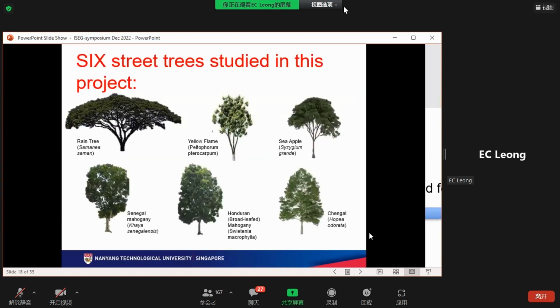For this project, we have selected 6 street trees to study. These are the trees that are listed here. I'm not going to go through this in detail, as it may not be familiar to us, being more geotechnical engineers.